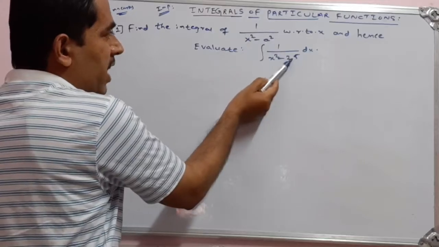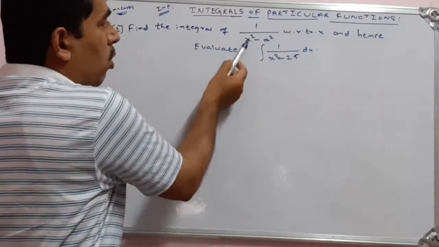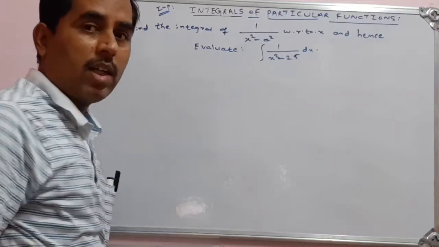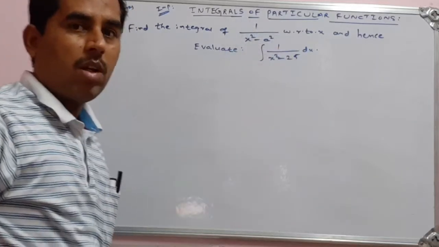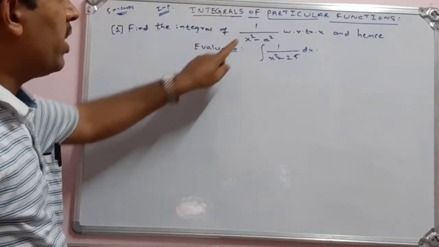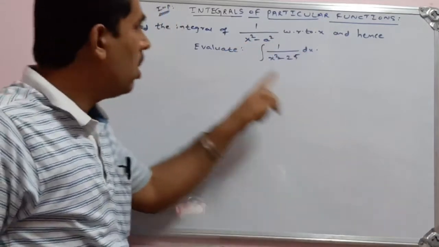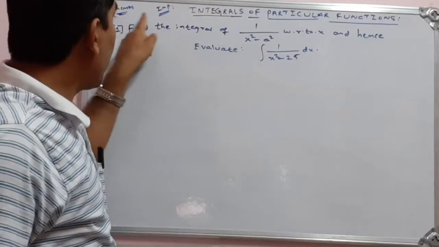So it is a problem related to this result only: x square minus a square, with 25 in place of a square. Observe the denominator: the coefficient of x square is 1. That is called a particular function. So here my first particular function is 1 by x square minus a square. We have to integrate this with respect to x, and afterwards find the integral of the second one. This is a question carrying 5 marks.